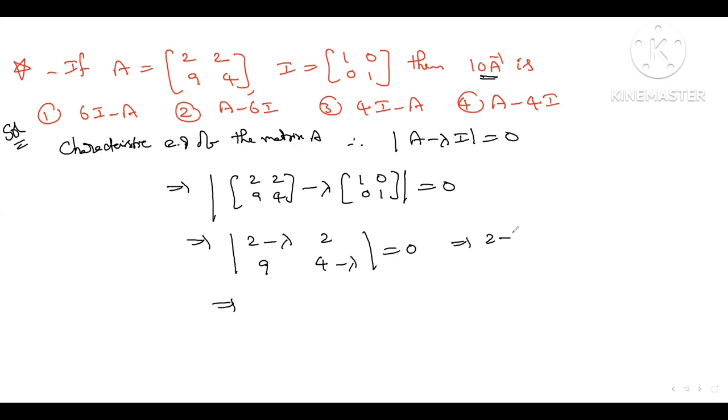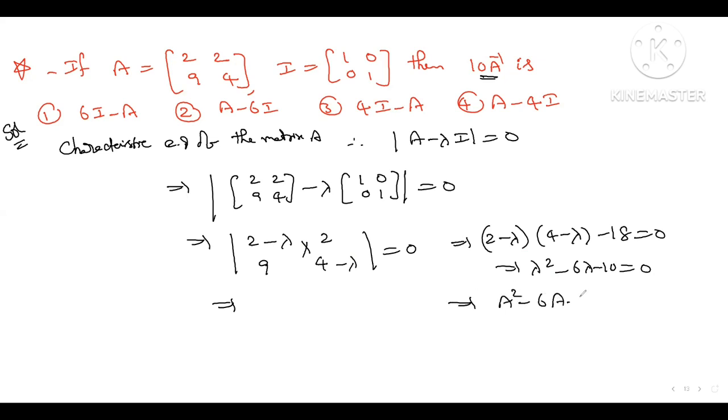After that simplification, what we get here? 2 minus lambda into 4 minus lambda minus 18 is equal to 0, by the AD minus BC formula. Okay, we get here lambda square minus 6 lambda minus 10 is equal to 0. But each square matrix satisfies its own characteristic equation. Okay, here in place of lambda write A square minus 6A minus 10, where 10 is nothing but 10 into I.